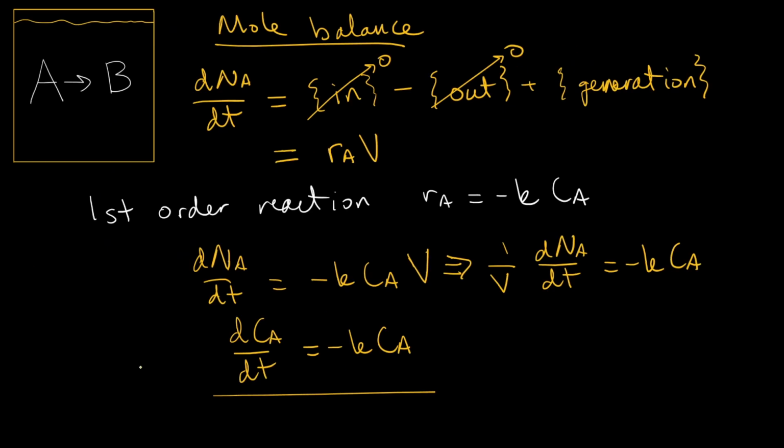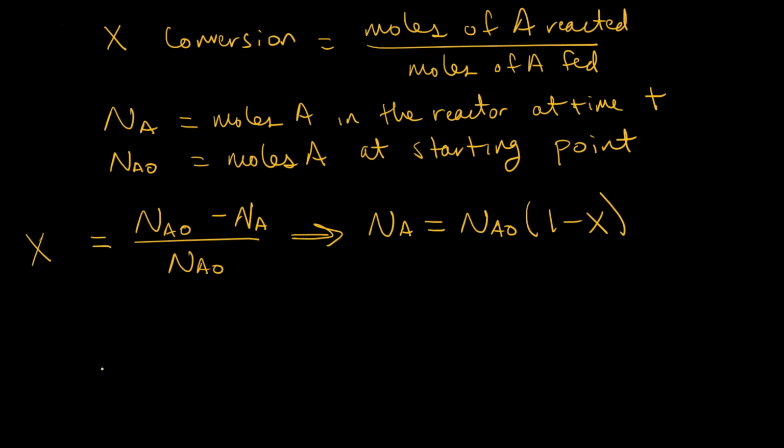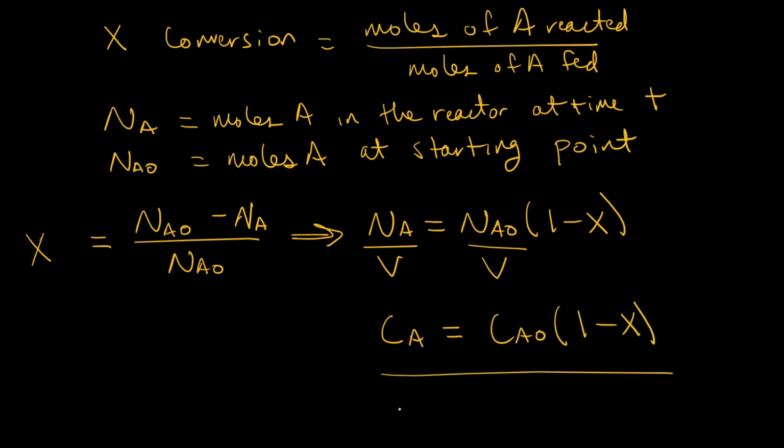So our previous differential equation, we have this in terms of the concentration of A. We can also write conversion in terms of the concentration. All we need to do is divide both sides of this equation by the volume. Na divided by volume is just our concentration. And again, over here, Na0 over V is also our concentration at the initial point. So we can rewrite this as Ca is equal to Ca0 times 1 minus x. And so here's another way of looking at that same equation.